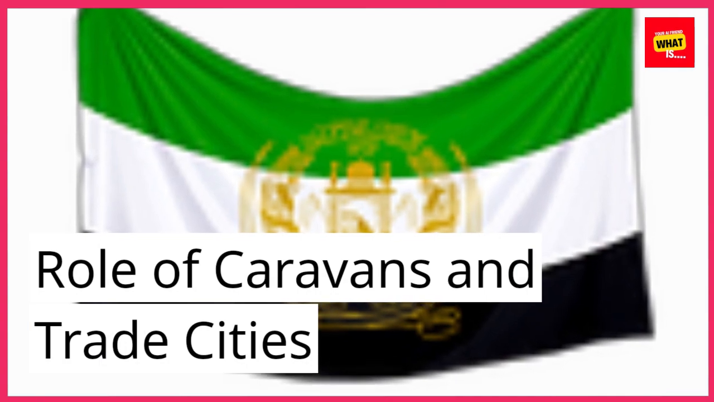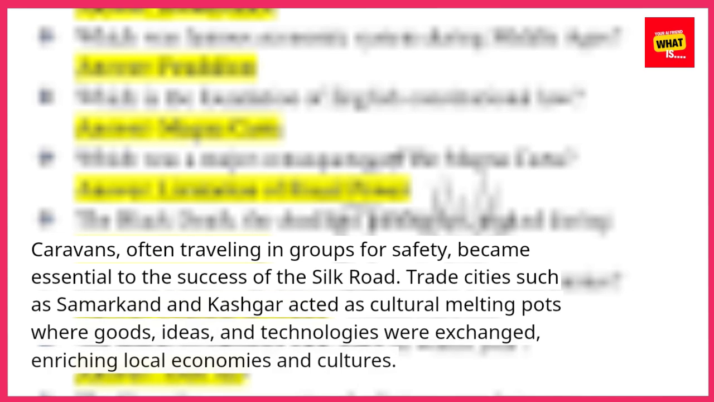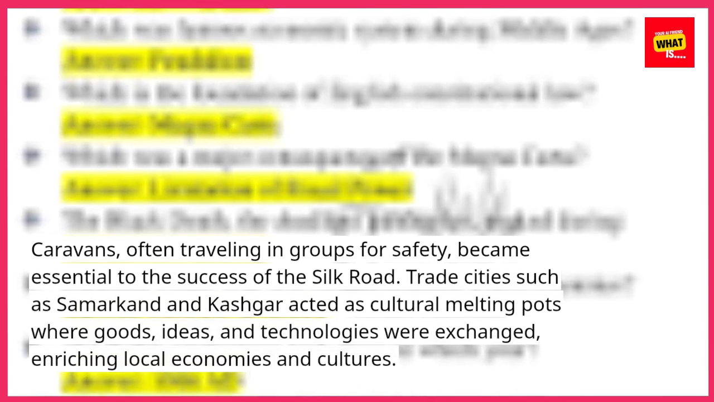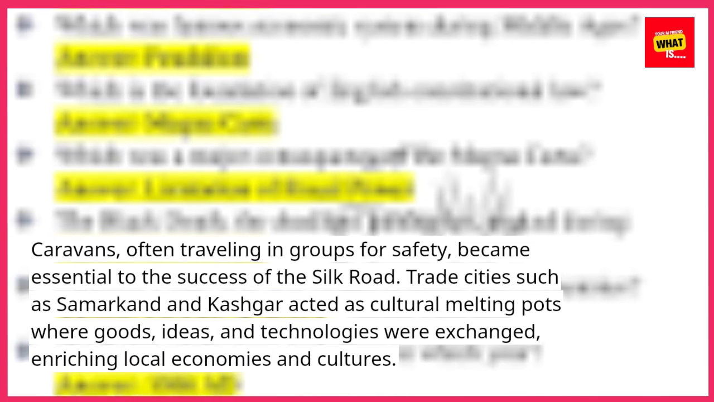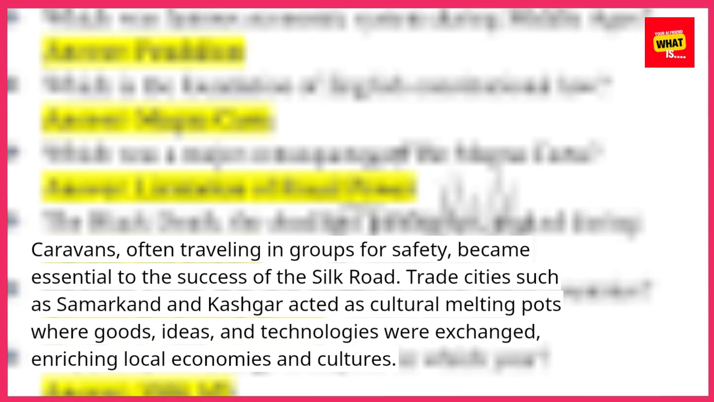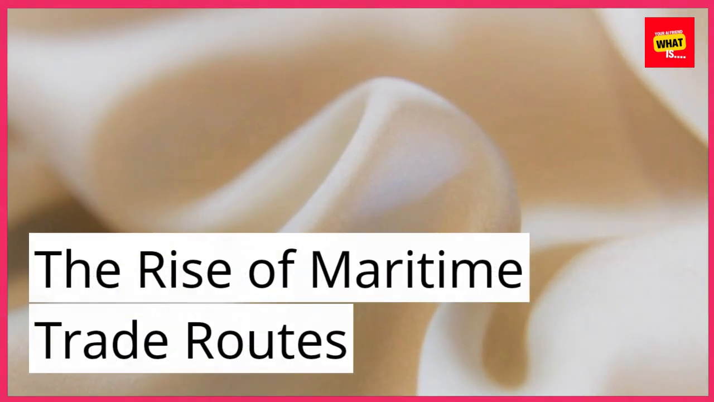Role of caravans and trade cities. Caravans, often traveling in groups for safety, became essential to the success of the Silk Road. Trade cities such as Samarkand and Kashgar acted as cultural melting pots where goods, ideas, and technologies were exchanged, enriching local economies and cultures.